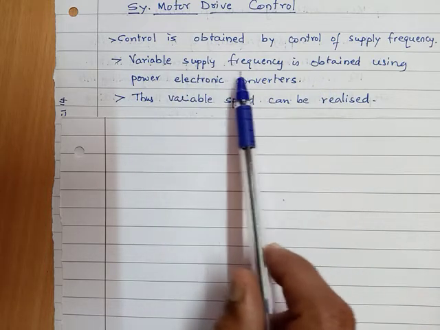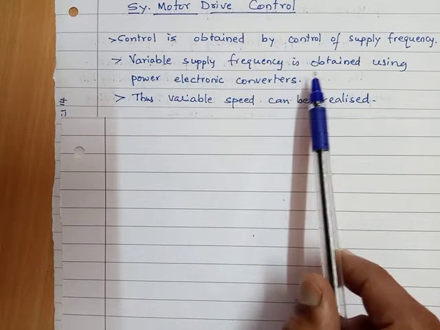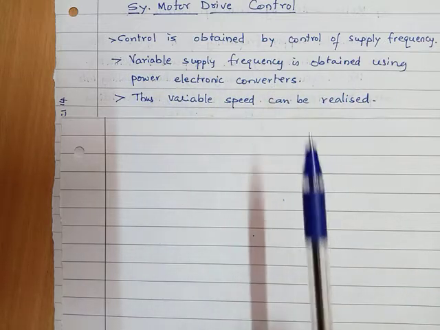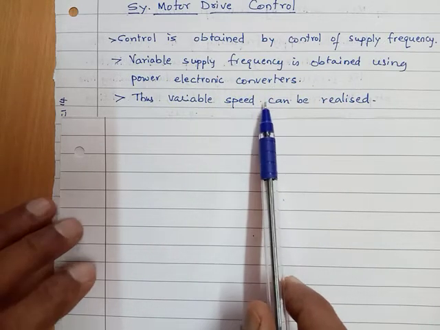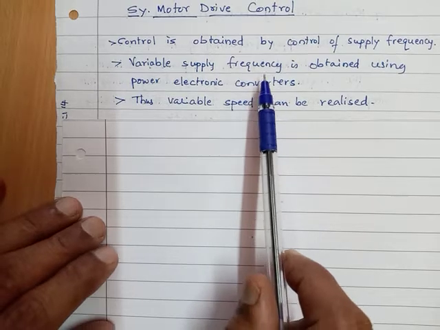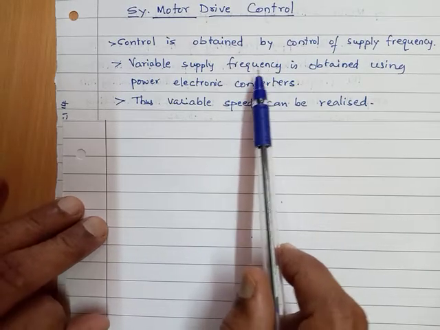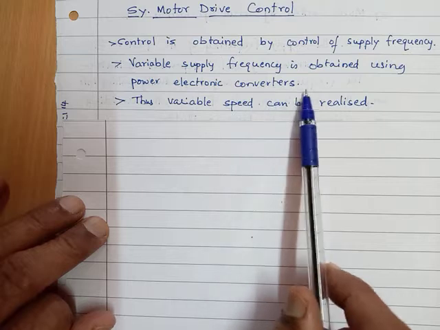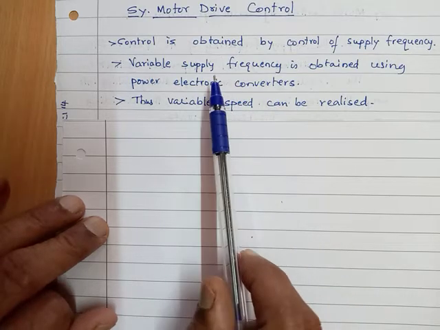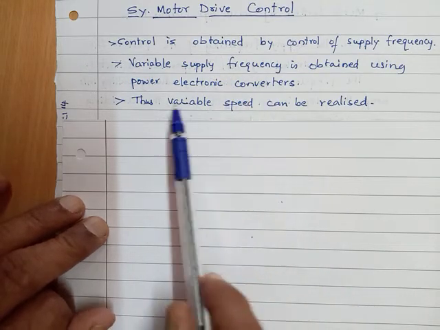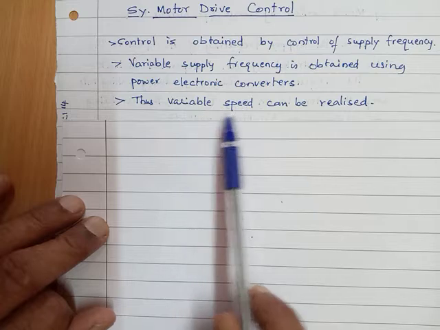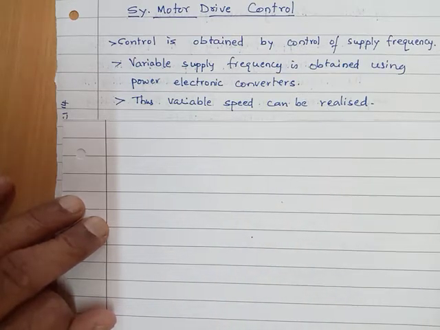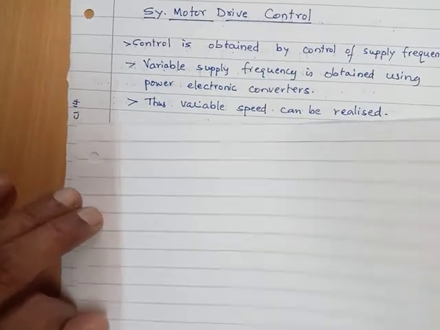We can have the supply frequency variable by using, sorry, power electronic converters. We can use power electronic converters and get the supply frequency which is variable, and this approach will be very compact and economic also. Once we give such a supply to the synchronous motor, the speed of the motor can be varied. The variable speed can be realized.